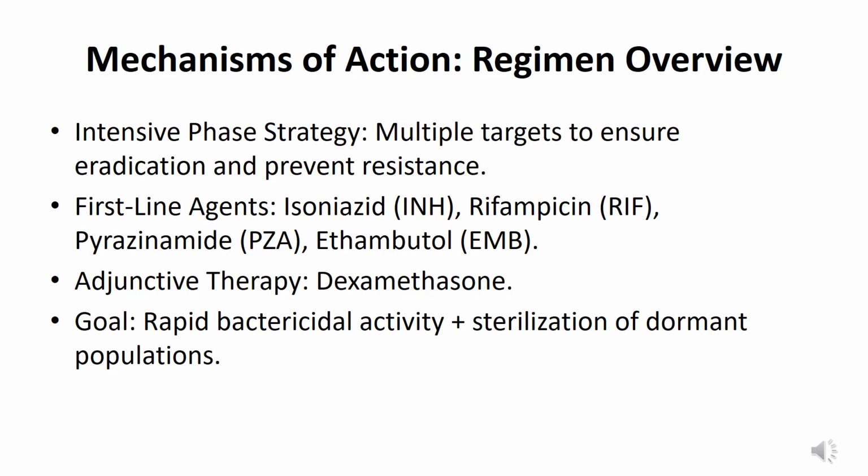In summary, the intensive phase of CNS tuberculosis treatment relies on a multi-drug strategy using isoniazid, rifampicin, pyrazinamide, and ethambutol. This approach targets multiple bacterial populations, prevents drug resistance, and promotes rapid bacterial killing. Adjunctive dexamethasone helps control inflammation and reduce neurological damage. Together, these therapies aim to achieve both rapid bactericidal activity and long-term sterilization of dormant bacterial reservoirs.